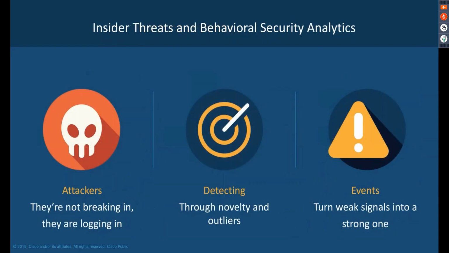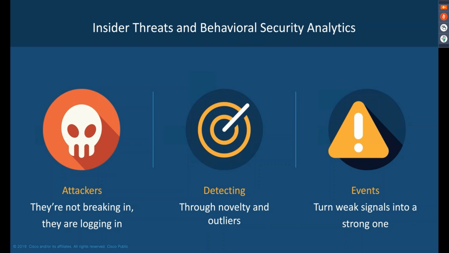When it comes to insider threats and behavioral security analytics, we're really talking about the evolving nature of the security threats, the ones that evolve the fastest, the ones where you can't write signatures or rules against. And from an attacker's perspective, they're not breaking in, they're logging in. So in a lot of cases, there are no pieces of software, there's no malware, there are no lists of malicious software hashes that you can go match against.